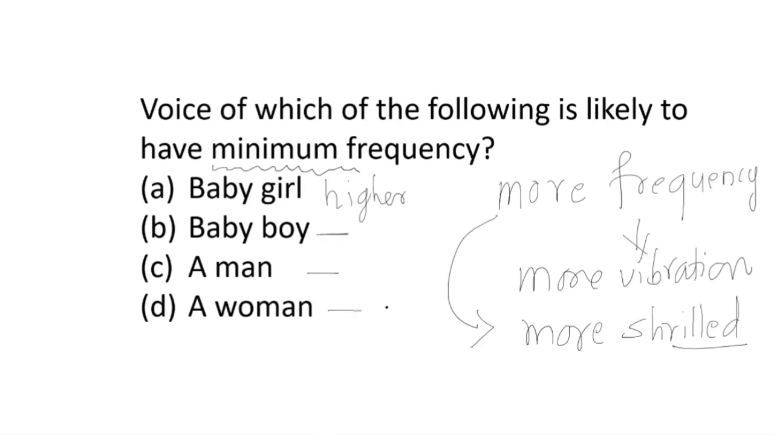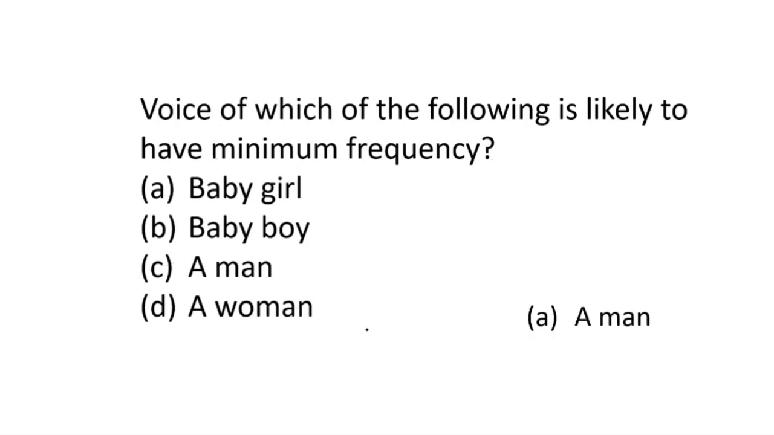This is what I have told about more frequency. But the question is about minimum frequency. Obviously, it has to be a man, because comparatively women have more frequency than him, baby boy has much more, and then baby girl has the highest frequency. So the minimum frequency option is a man. So the answer is man.